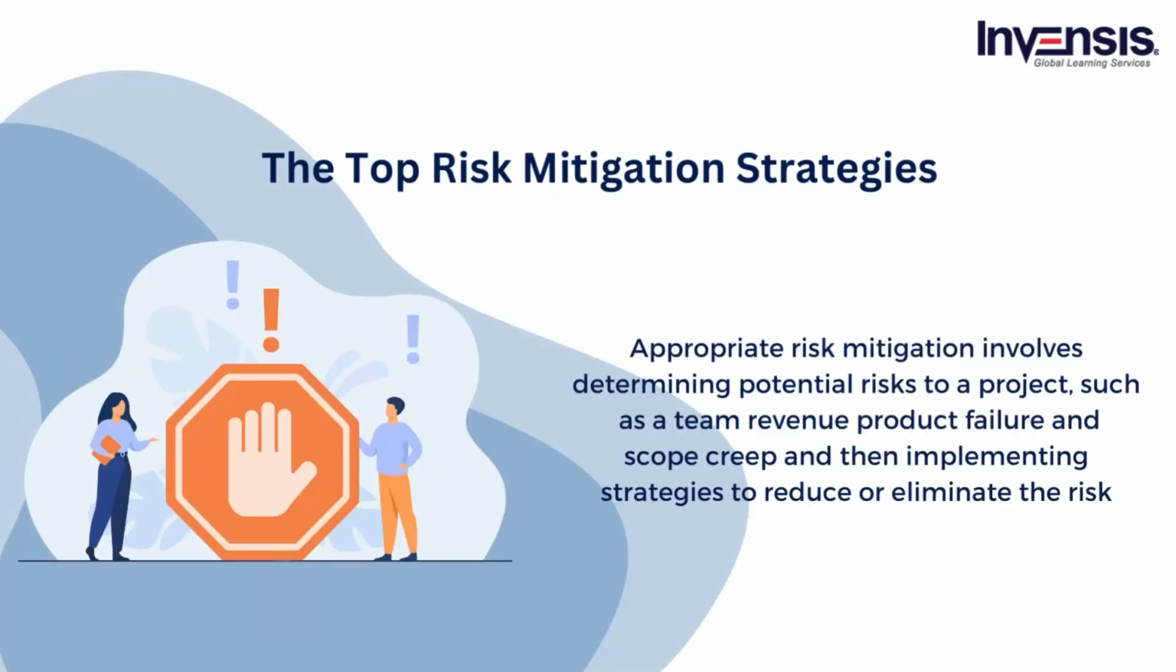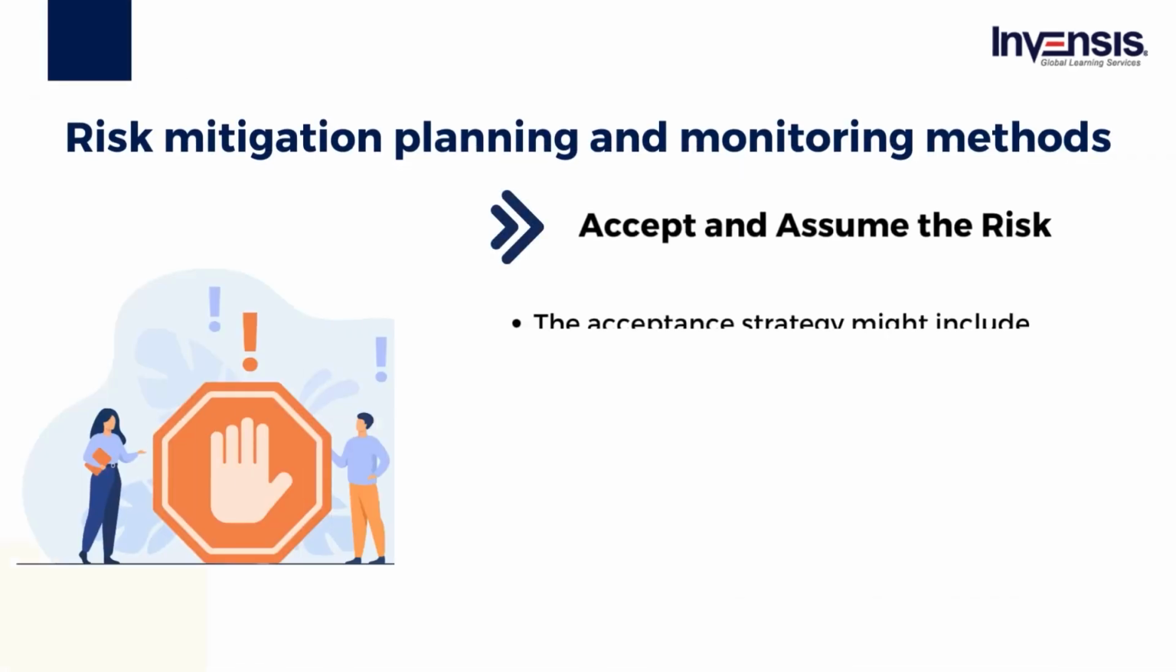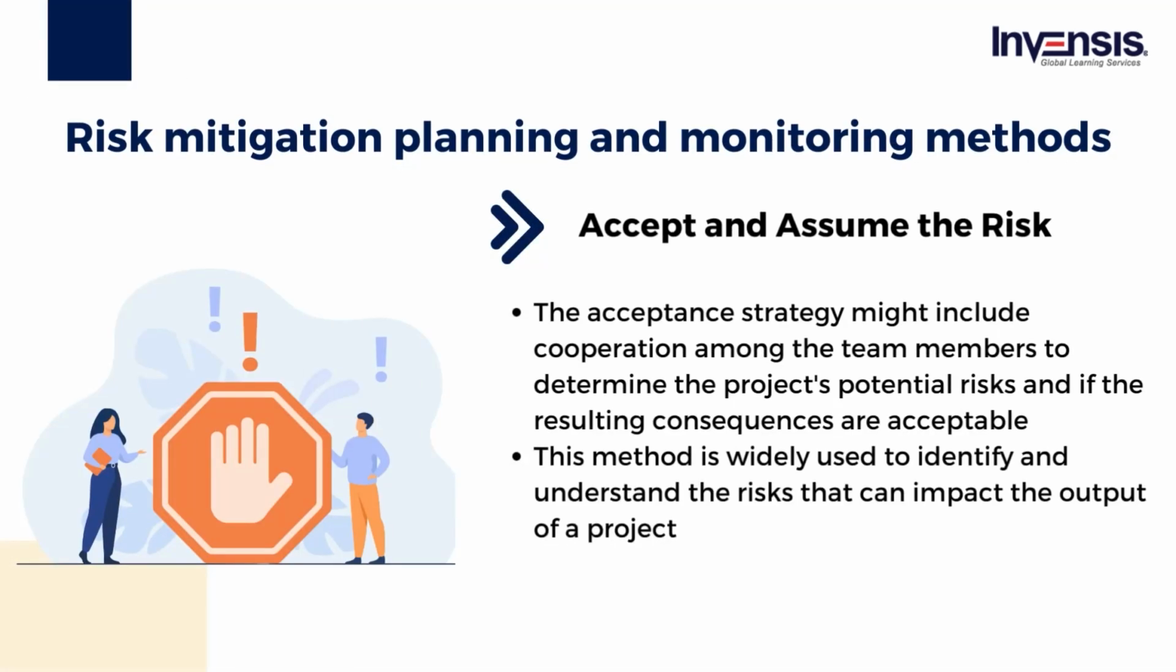Appropriate risk mitigation involves determining potential risks to a project, such as team turnover, product failure, and scope creep, and then implementing strategies to reduce or eliminate the risk. Here in risk mitigation planning and monitoring, the following methods can be used. First, accept and assume the risk.